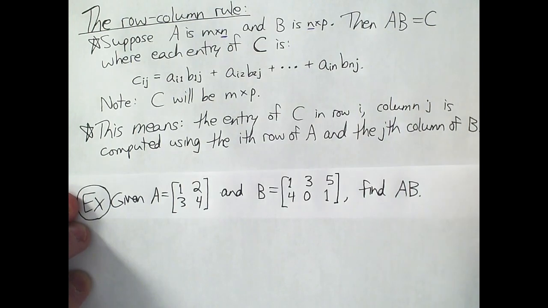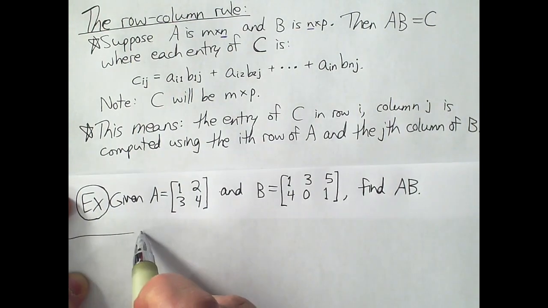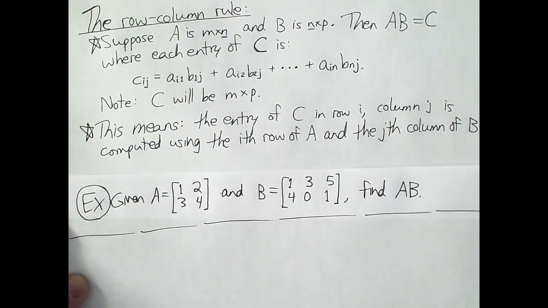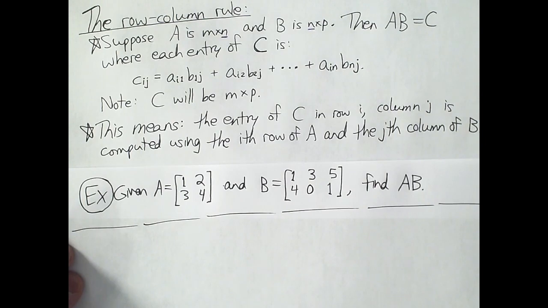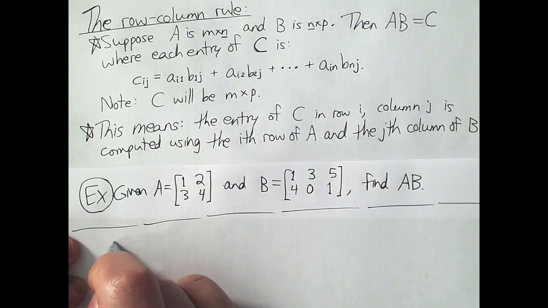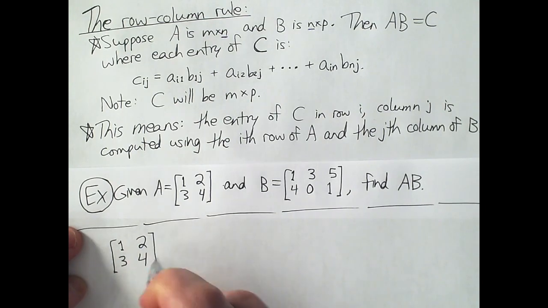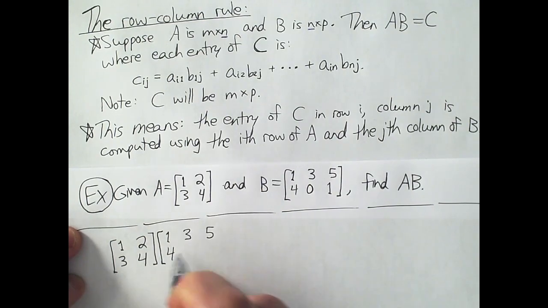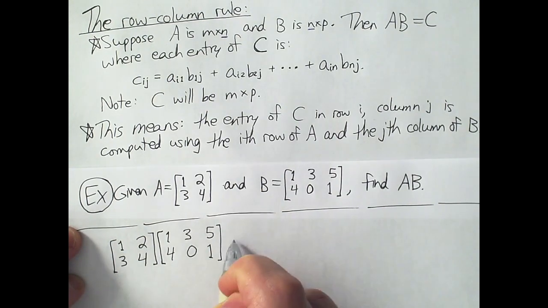All right, before we do anything, let's make sure the sizes match up. Let's make sure that the sizes are compatible with each other and that this is actually going to be defined. Otherwise, if we find that the sizes don't match up correctly, we could just say undefined, does not exist. And then we'd be done. All right, we want to do this matrix times this matrix.